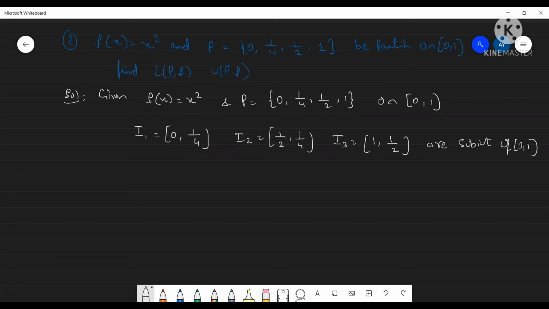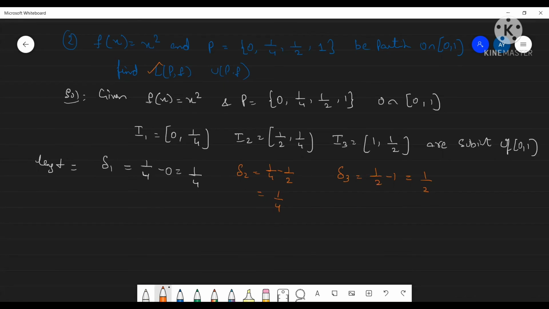In the same way, find the lengths. So the length of I1, that is delta 1, is equal to 1 by 4 minus 0. So what is that? 1 by 4. What will delta 2 be? Delta 2 is equal to 1 by 2 minus 1 by 4. So this is equal to 1 by 4. And delta 3 is equal to 1 minus 1 by 2. This is equal to 1 by 2.